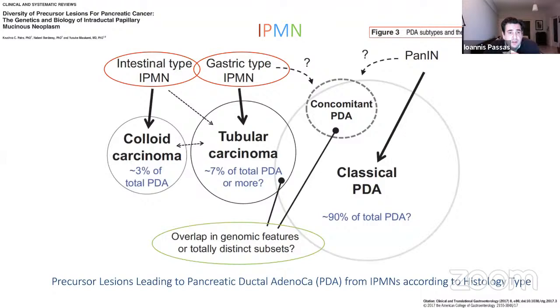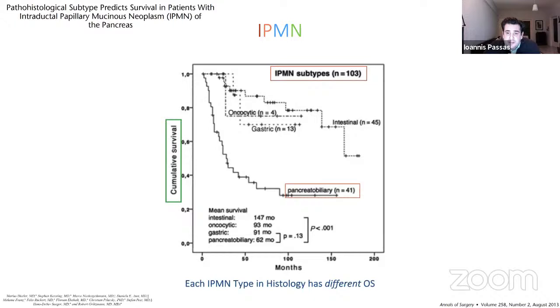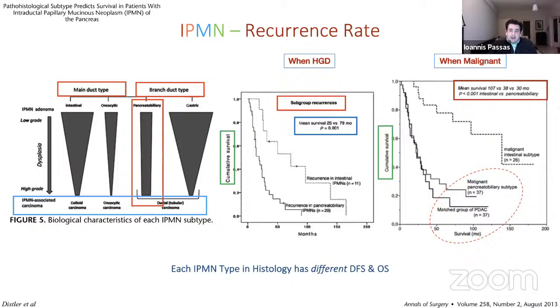Now, we can see these mutations and their frequencies here. They're quite different for each type. And the progression to invasion differs, so they produce different types of overall survival. The best is the intestinal one. The worst is the pancreatobiliary one, with the oncocytic and the gastric one in the middle. And we can see that also regarding the recurrence after resections, having the best survival after resection in the intestinal IPMNs and the worst in the pancreatobiliary.